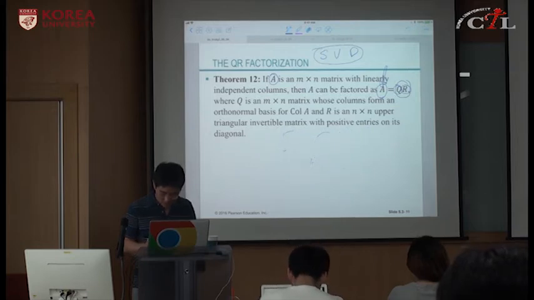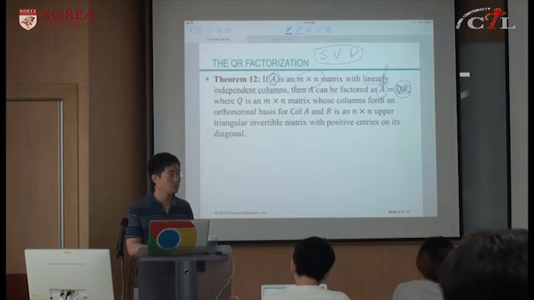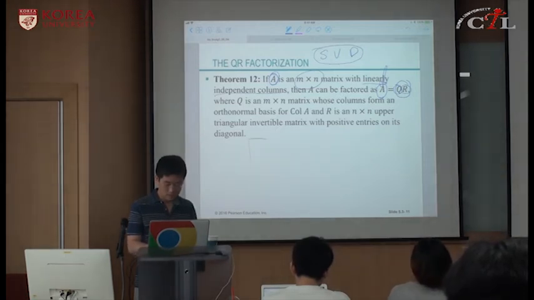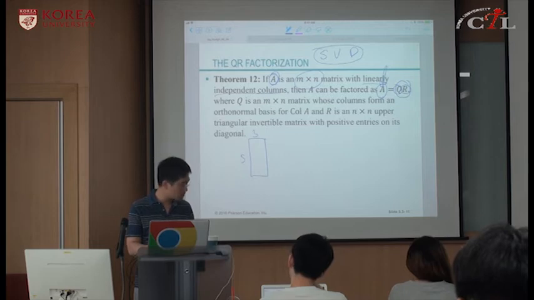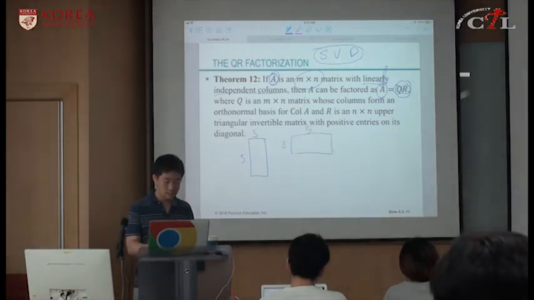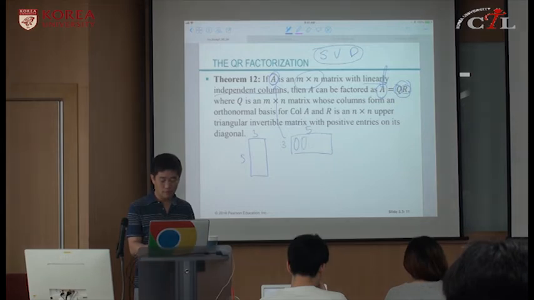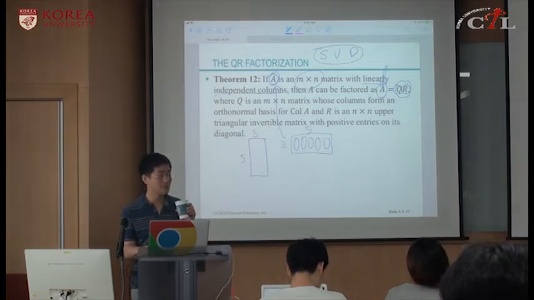Back to this QR thing, QR decomposition or QR factorization. This QR factorization assumes an m by n matrix which has linearly independent columns. So in this case, A can be like this, 5 by 3, which is composed of 3 linearly independent vectors in R5, the 5-dimensional space, right? But what if we have maybe 3 by 5? In this case, it cannot have linearly independent columns, because we have 5 different columns in 3-dimensional space, and thus they should be linearly dependent, in terms of their pivot positions and so on. And so we always have a free variable there.